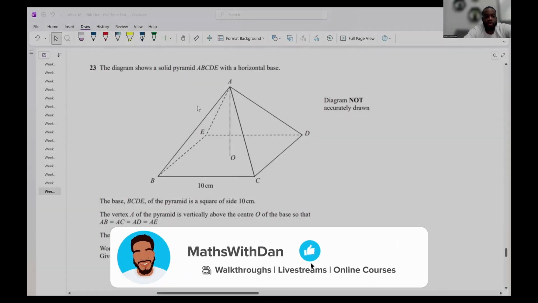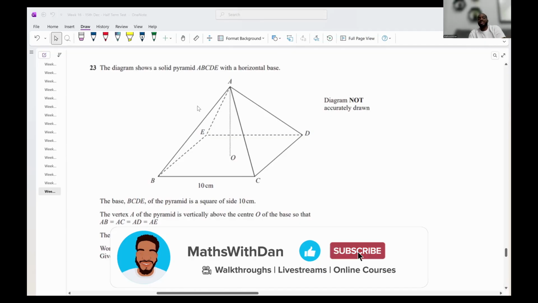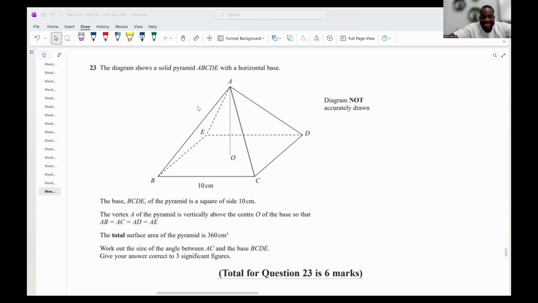The diagram shows a solid pyramid A, B, C, D, E with a horizontal base. The base BCDE of the pyramid is a square of side 10 centimeters. The vertex A of the pyramid is vertically above the center O of the base, so that AB is equal to AC, which is equal to AD, which is equal to AE. The total surface area of the pyramid, which is in bold by the way, is 360 centimeters squared.